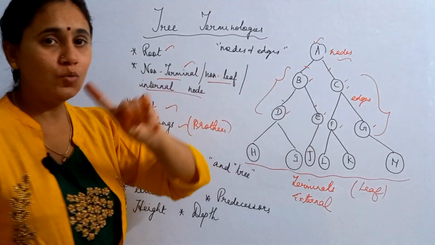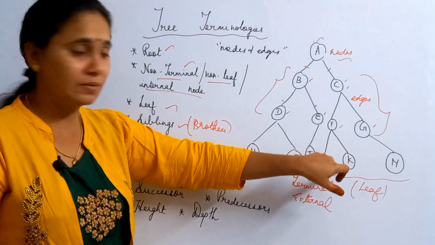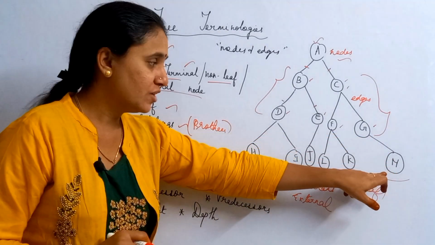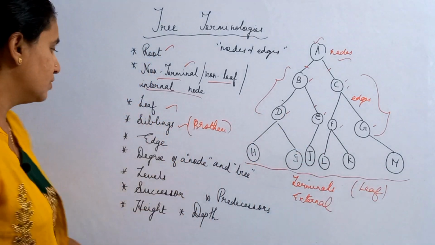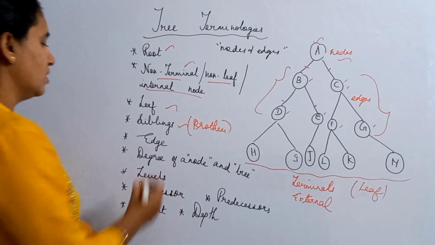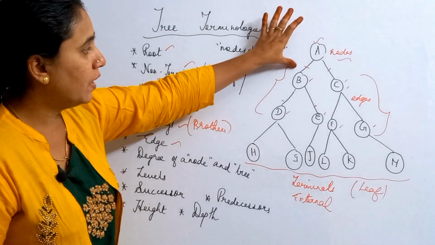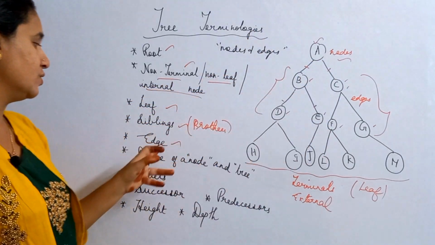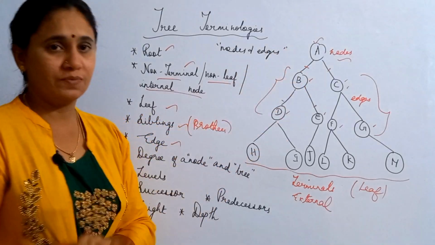So E is having only one child. For F, you see L and K are siblings. So they are brothers and sisters. For G, M is the only child. So no sibling for M. Okay, so this is called siblings, brothers or sisters. So what is an edge? Just now I told, the actual path through which we can traverse to search any data is called your edge. A connectivity that is being established between nodes.